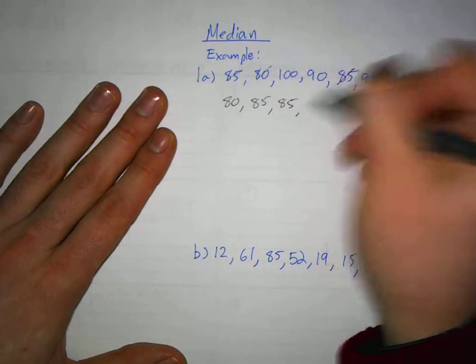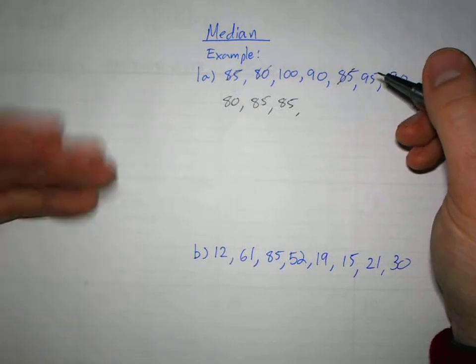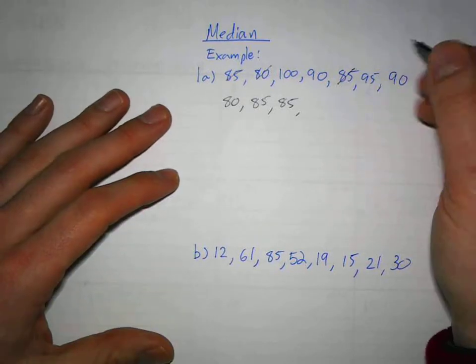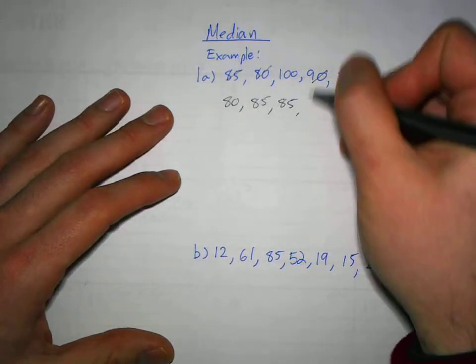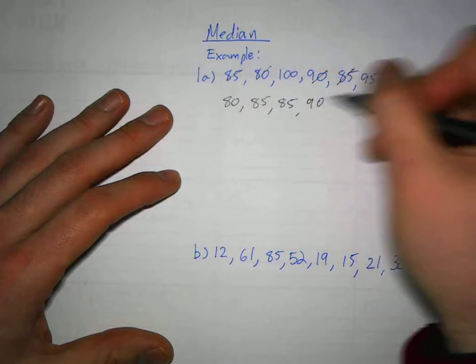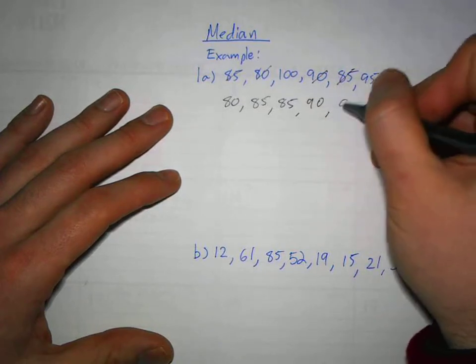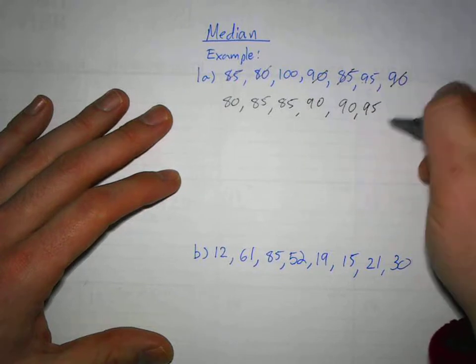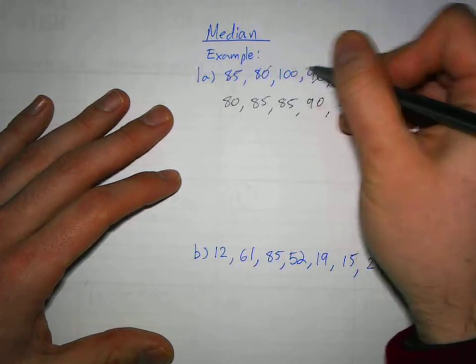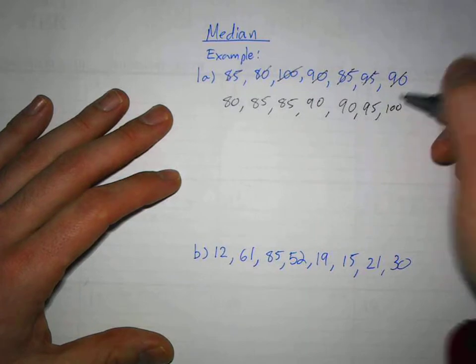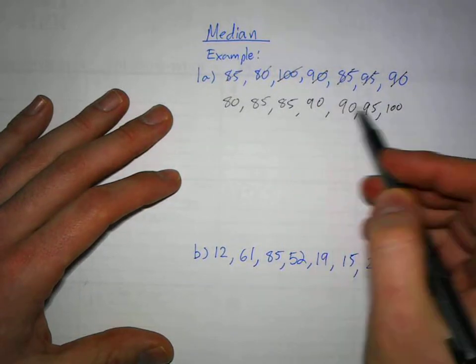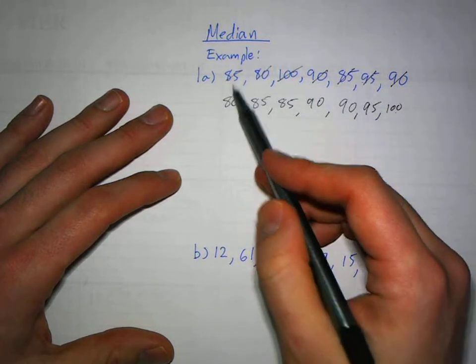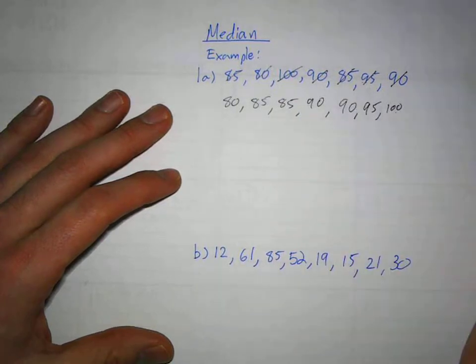And notice I'm crossing out. That way I won't do it by accident twice. I'm keeping track of which ones I've already done. Then after 85, looks like we have a 90 right here. Then we have another 90 right here. And we have a 95. And then we have 100. Cross that out. And right there I have 1, 2, 3, 4, 5, 6, 7 numbers. And here we have 1, 2, 3, 4, 5, 6, 7 numbers here as well.